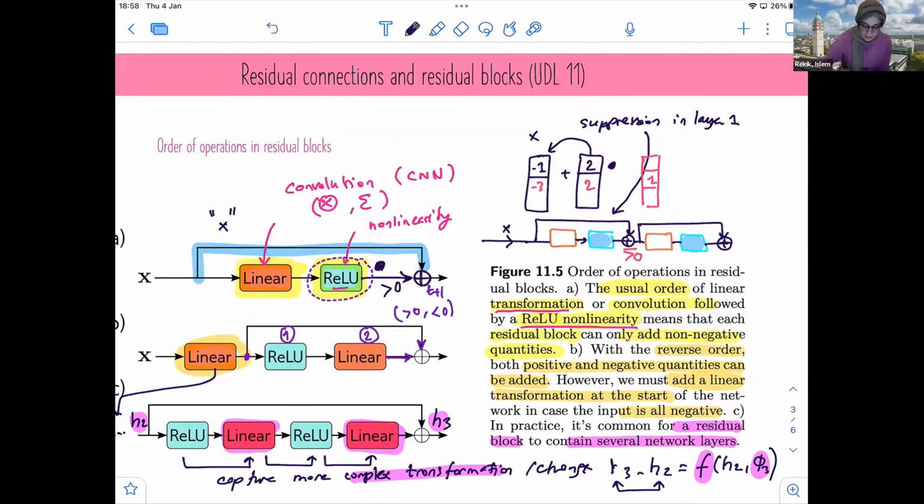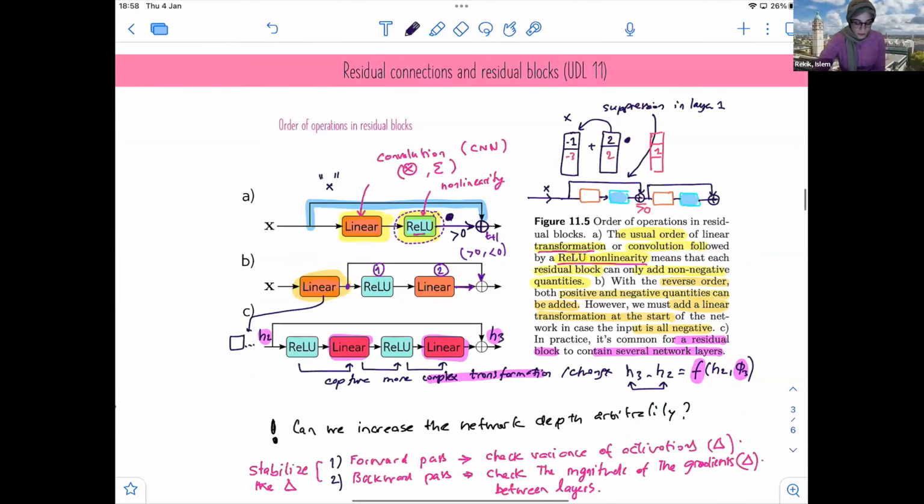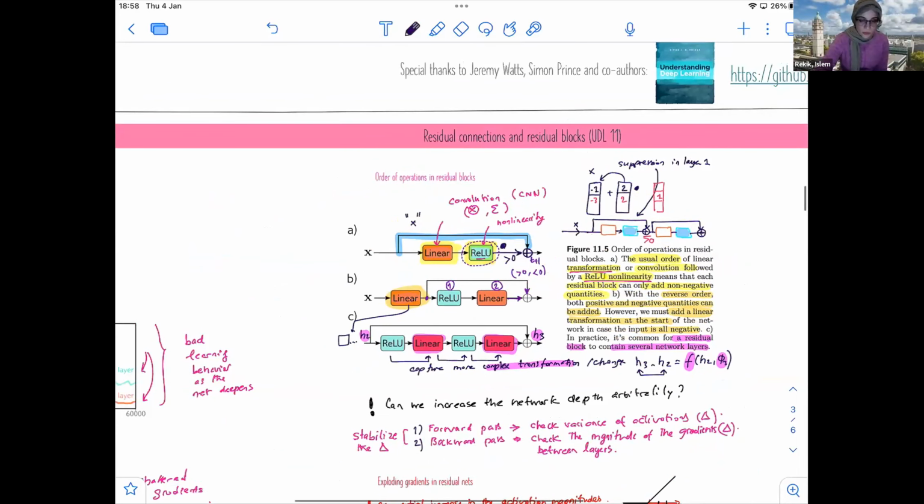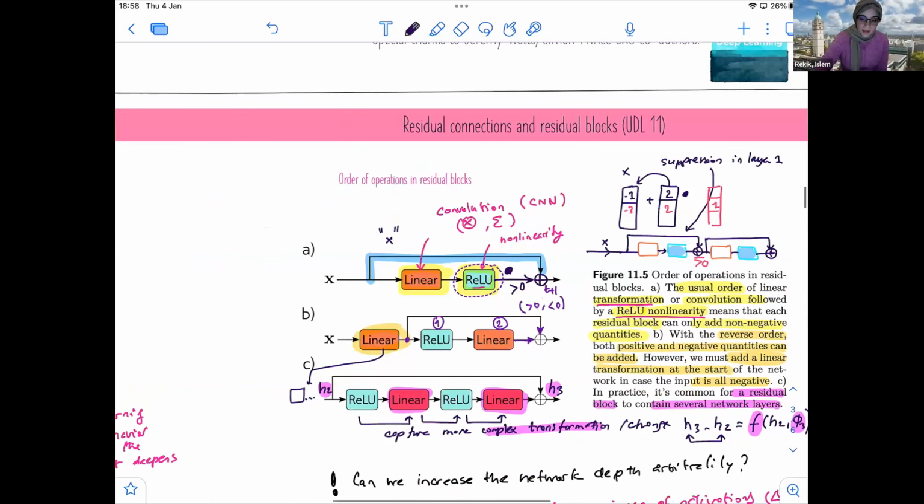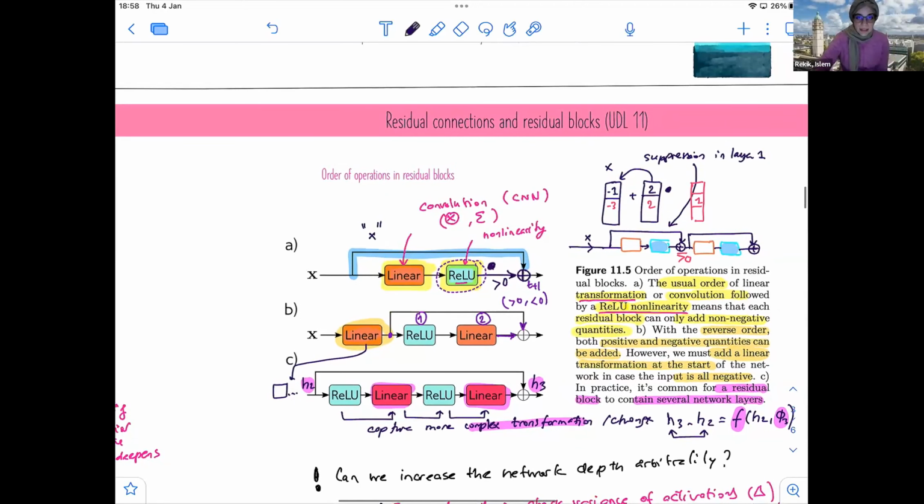I hope this is clear. Now, let's move on to the next step. As I mentioned, I just wanted to talk about the order of operations in residual blocks and how a single block can contain several nonlinearities and also linear transformations.